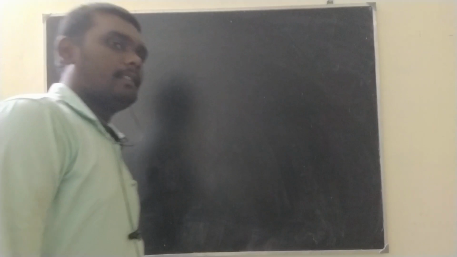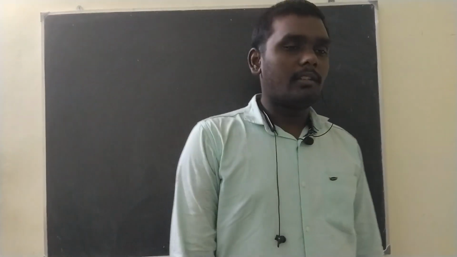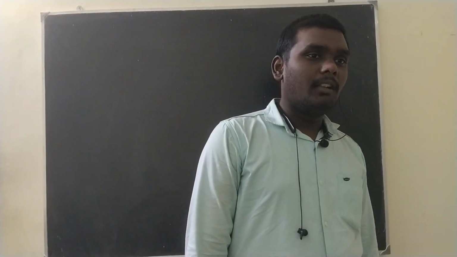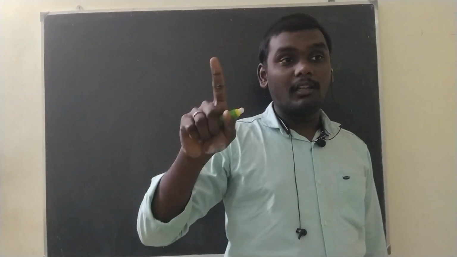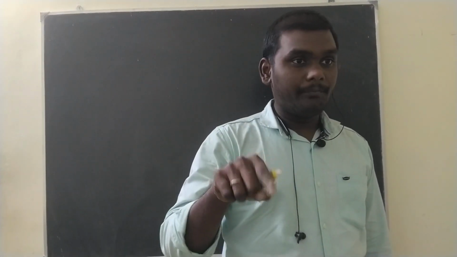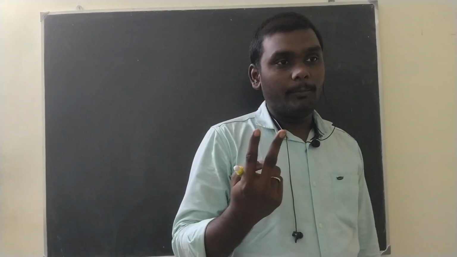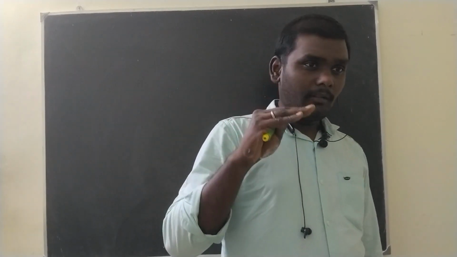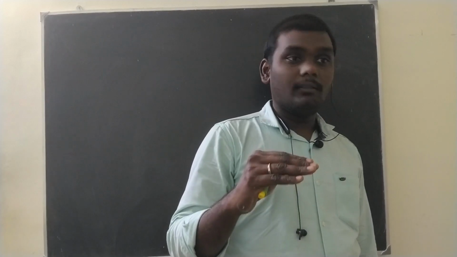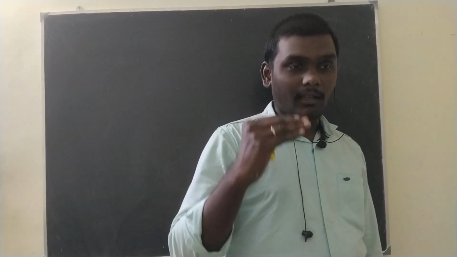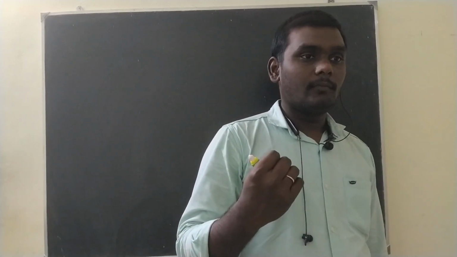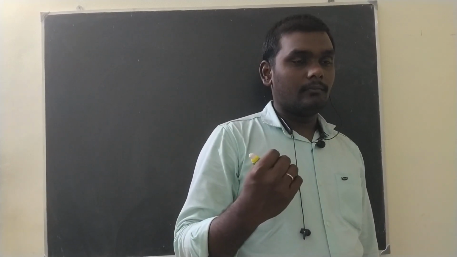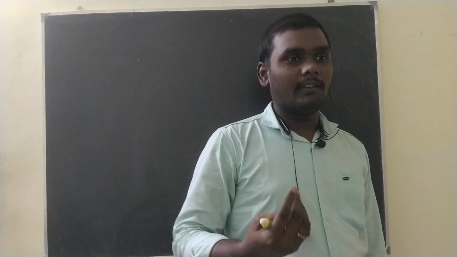Type 3: permutation of similar things. Remember type 1: n dissimilar things taken r at a time. Second type, type 2: n dissimilar things taken r at a time, repetition is allowed. Here r need not be less than n.